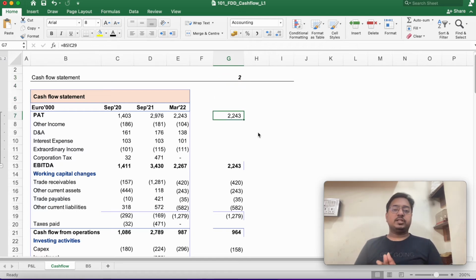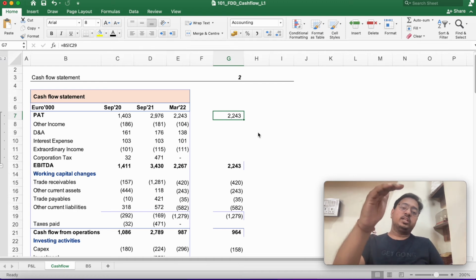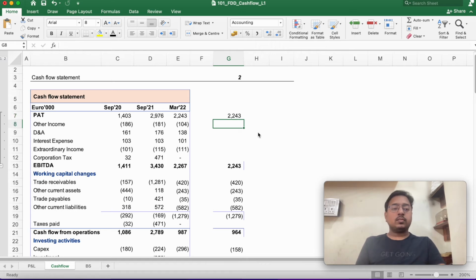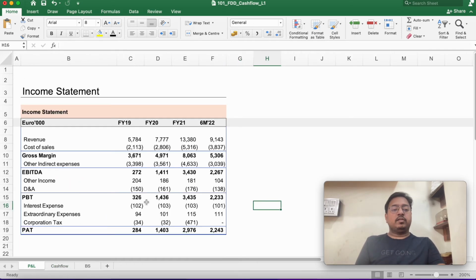Now I'll put the P&L adjustments here, and for any adjustment that I put up, I'll have to put an equivalent adjustment below, so my cash flow reconciles at all points. I'll start with the P&L. We are at the PAT level in the cash flow. We have to reach the EBITDA level. So I'll reverse all these adjustments there and put the corresponding impact below.